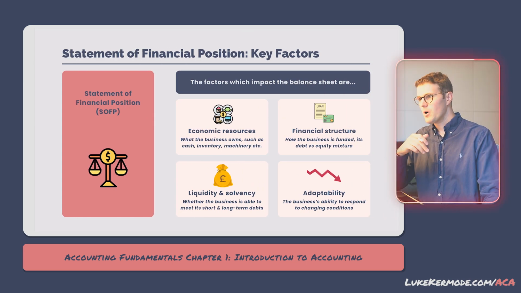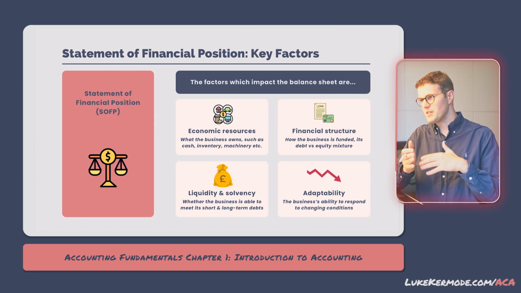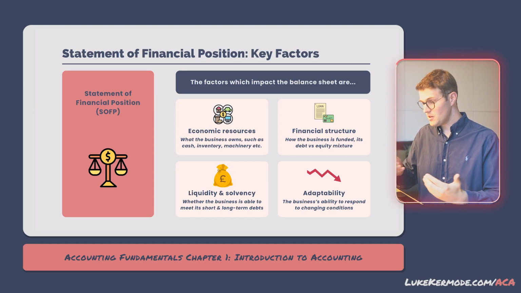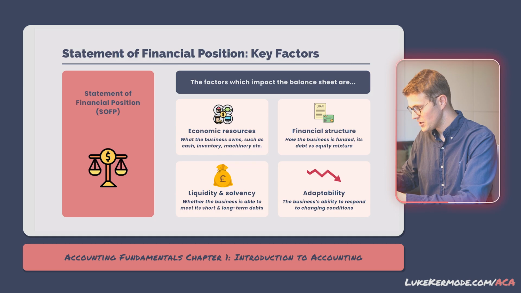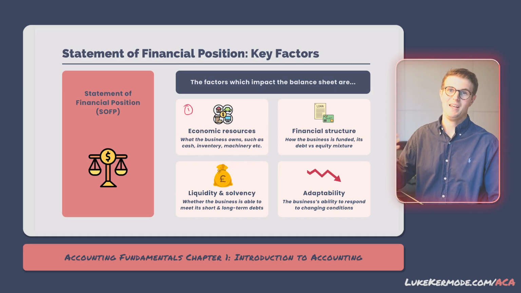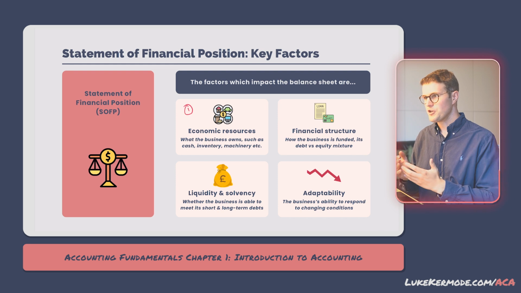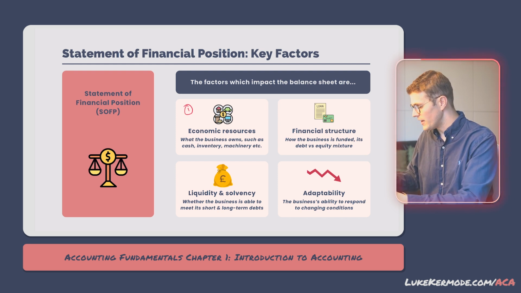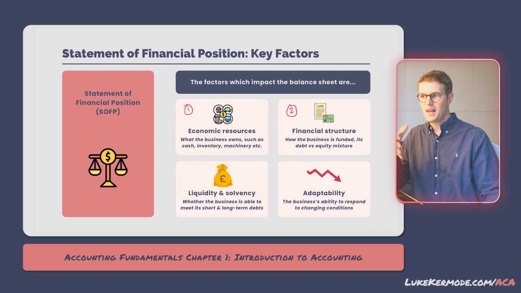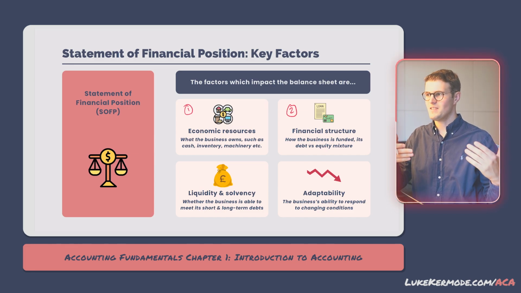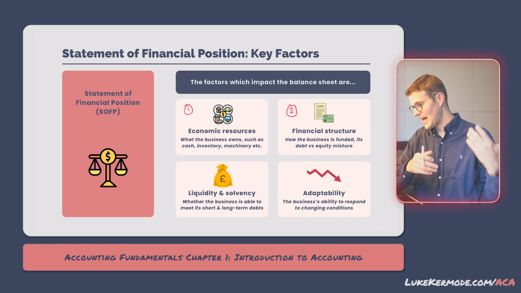A business's financial position at any given moment is shaped by several key factors. First, we look at the economic resources the business owns. This includes cash, inventory, equipment, and property. Next, we consider the financial structure of the business, i.e. how is it funded. This involves looking at the balance between borrowing, known as liabilities, and the owner's investment in the business, known as capital.